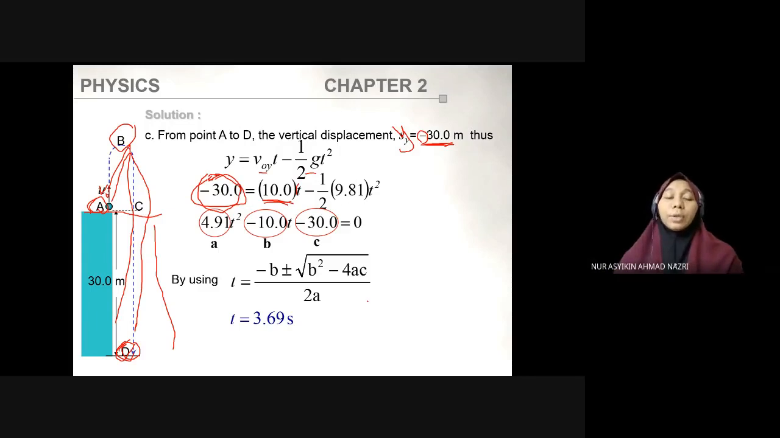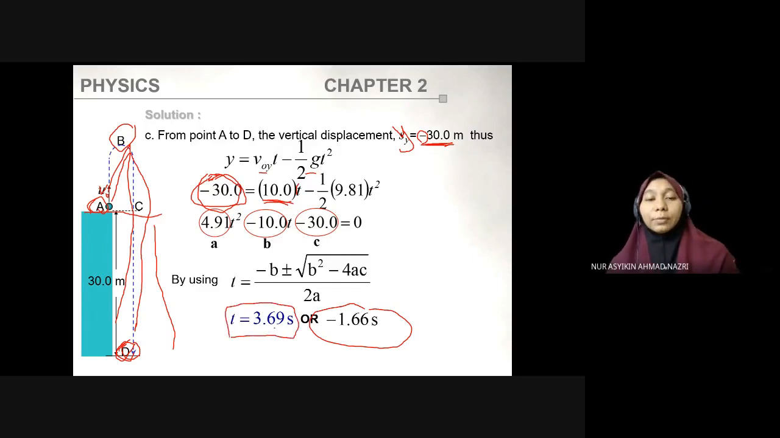Sebenarnya dia akan keluar dua jawapan. Bila quadratic, hasil your product you get is you will get two answers, whether it's both positive or whether it's one positive, one negative. Then for this one kita memang terus neglect yang the negative one lah. For this time kita akan ambil yang focus on positive one to choose it as your answer.